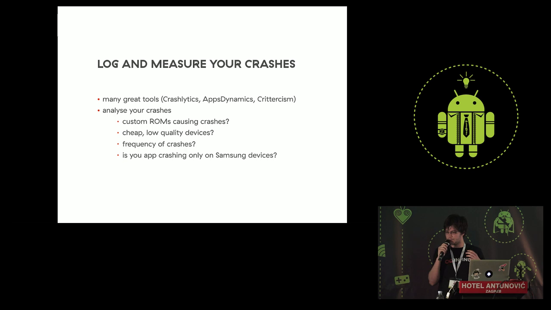And when a crash is detected and logged to Crashlytics or some kind of that tool, you will get the full information about what actually went wrong. You will get information about the device, the Android OS version, and so on, and you will get the full stack trace of the error. And at that moment, you need to analyze that crash and ask yourself some questions which can help pinpoint the exact place in your code where the crash occurred and why it occurred.